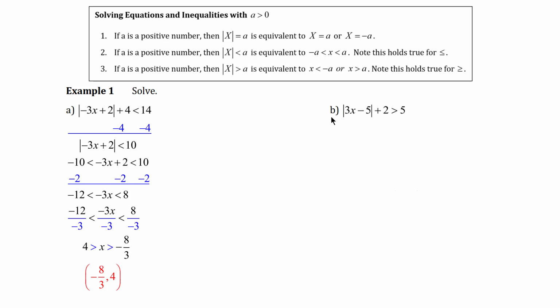Moving on to part B, we have the absolute value of 3x minus 5.